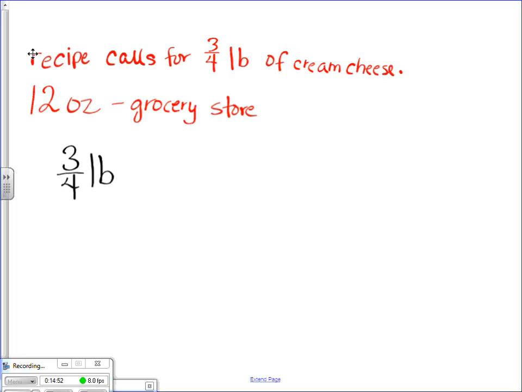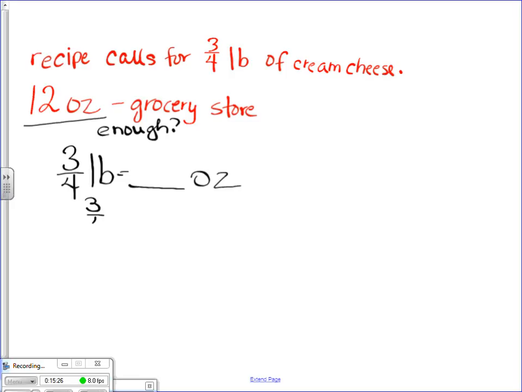of a pound, what are we trying to figure out? How many ounces is that? Yes. That's what we need to know. We need to know, is this enough for my recipe? I don't know. So, because we don't want to guess. I don't want to buy more than I need because I'm just a teacher. I'm poor. So, 3/4 of a pound.